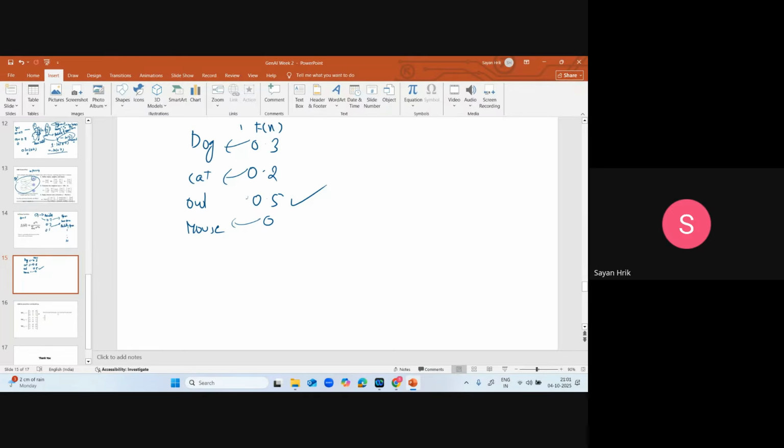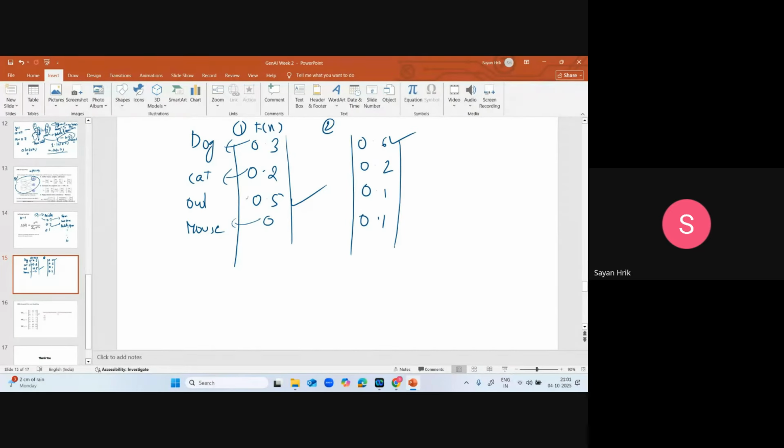Suppose for another point, I have this as 0.6, this as 0.2, this as 0.1, and this as 0.1. Can I confidently say it's a dog? Yes, I can, right?